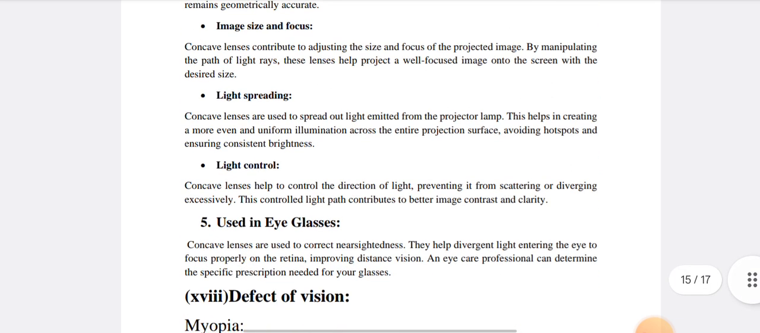Use of concave lens in eyeglasses. Concave lenses are used to correct nearsightedness. They help divergent light entering the eye to focus properly on the retina, improving distance vision. An eye care professional can determine the specific prescription needed for your glasses.